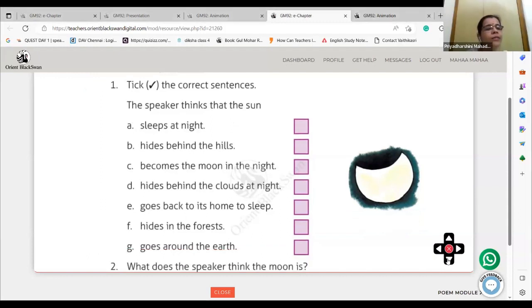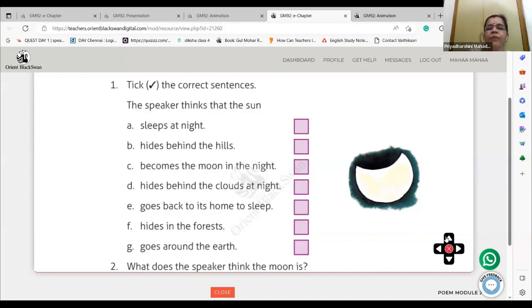True. Hides behind the hills. True. Becomes the moon in the night. Is it true or false, ma'am? True, because the moon reflects, no? It is on the other side, and moreover the moon gets light from the sun. The moon gets the light from the sun only, no?